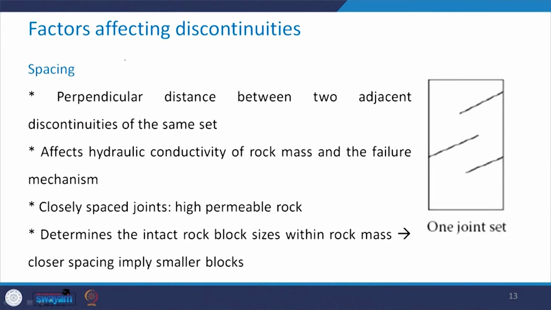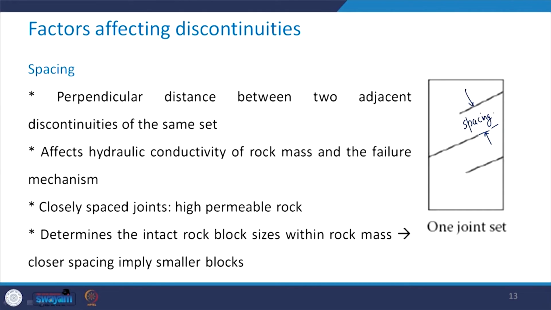The next term is the spacing of the discontinuities: the perpendicular distance between two adjacent discontinuities of the same set. So let us say that here it is one joint set. Here this is the perpendicular distance between the two adjacent joints, and I will call this spacing. These affect the hydraulic conductivity of rock mass and also the failure mechanism. If you have very closely spaced joints in a rock mass, then that is highly permeable.